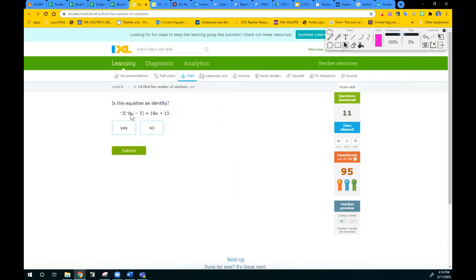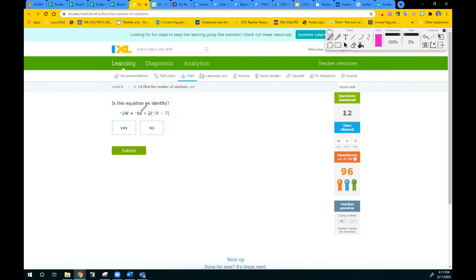Yay. Okay, let's do this. We multiply this in, we get positive 18u. We multiply this in, we get positive 15, right? Negative 3 times negative 5 is positive 15. It is exactly the same. Exacto. So we say that it is an identity. Submit. Clear.